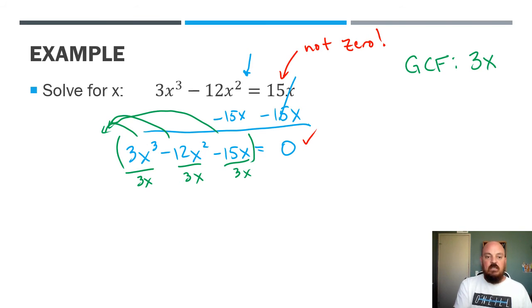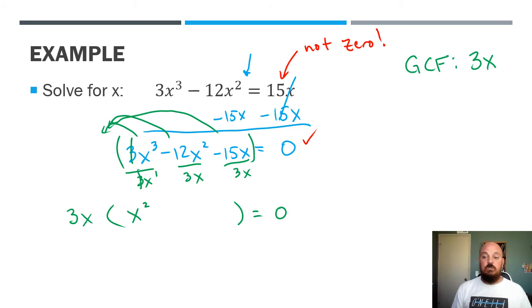So what I get is, we'll bring that 3x out. We'll leave it equal to 0. And let's see what's left over. So for my first term, the 3's cancel. Those are gone. I have x cubed divided by x to the first. That would be x squared. Remember, you subtract the exponents. 3 minus 1 is 2, so you get x squared.